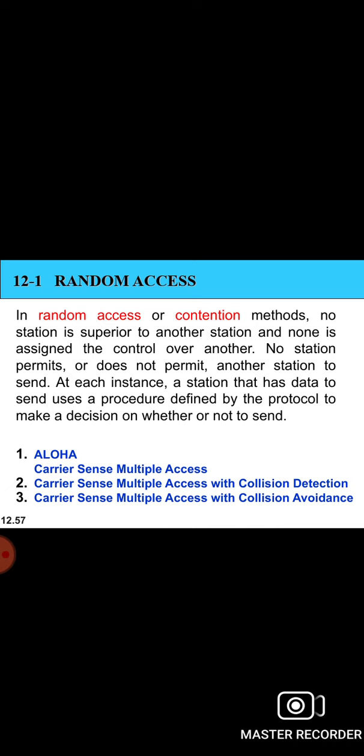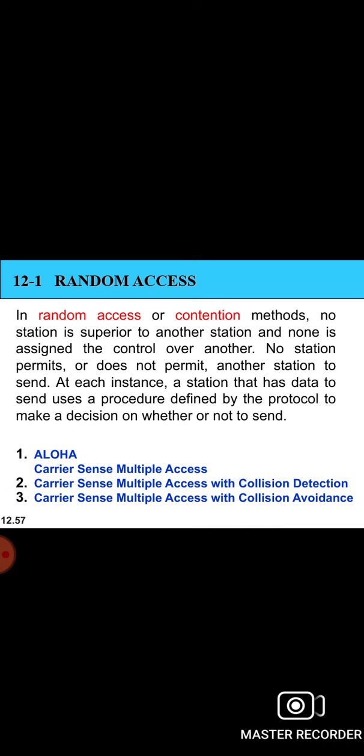In random access or contention methods, no station is superior to another station and none is assigned control over the other. No station permits or does not permit another station to send. At each instance, a station that has data to send uses a procedure defined by the protocol to make a decision on whether or not to send. The decision depends on the state of the medium, that is, whether it is idle or busy. In other words, each station can transmit when it desires, on the condition that it follows a predefined procedure, including the testing of the state of the medium.